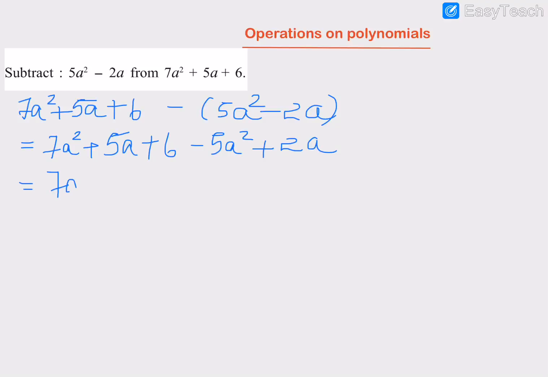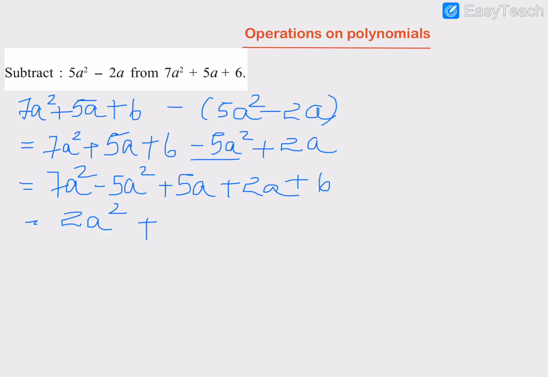So we can arrange the like terms, 7a square and minus 5a square. Then there is no other a square term. Now we will go with the a terms, 5a and 2a. They are like terms, plus 5a plus 2a. Now only the constant term is remaining, that is plus 6. So now we can add and subtract between the like terms. The like terms are 7a square minus 5a square. So 7 minus 5 is 2, and 2a square will be the answer here.